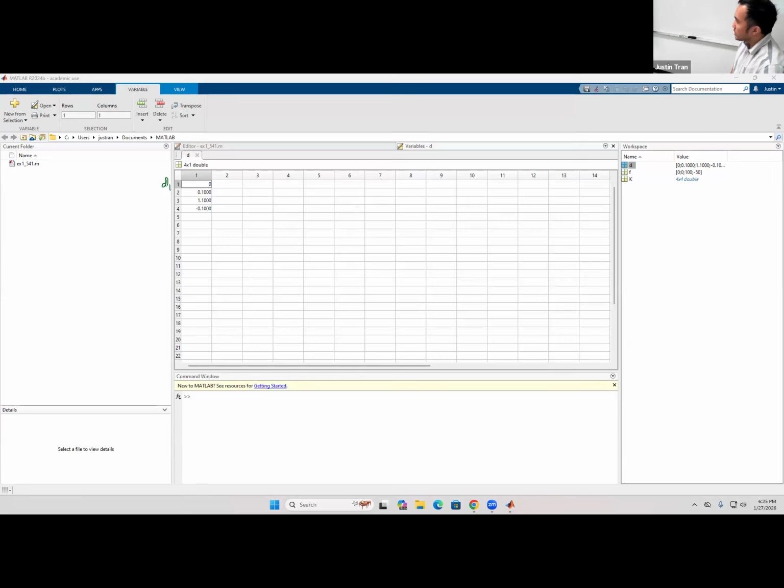So first entry D1, you can see is 0, and that matches up because remember D1 was the node that's attached directly to the wall. And so it makes sense that that value is 0 because that was our fixed constraint. Okay. D2 is the second entry.